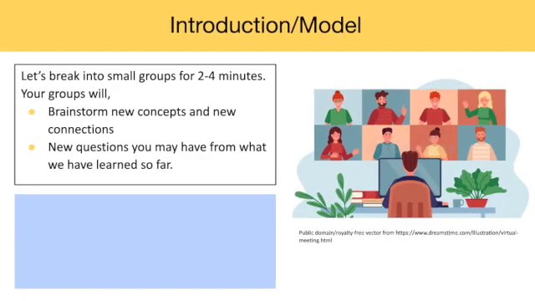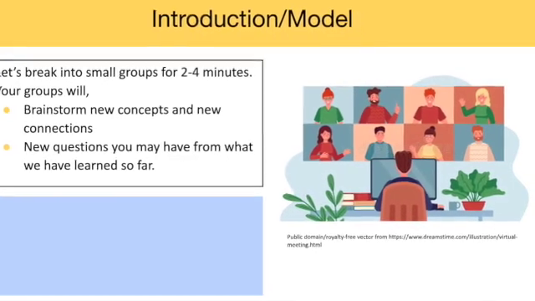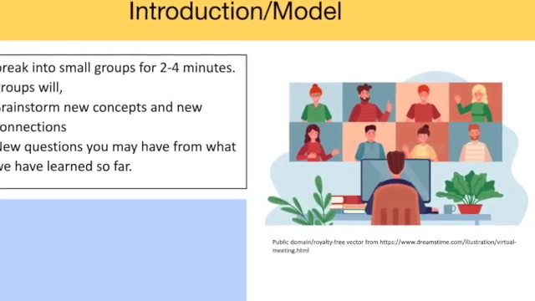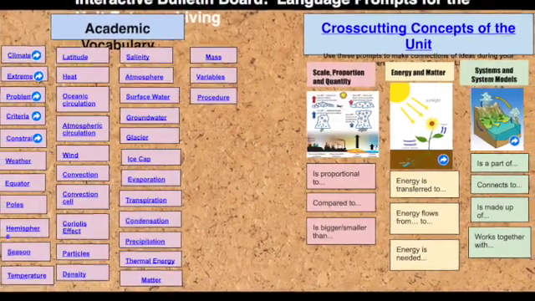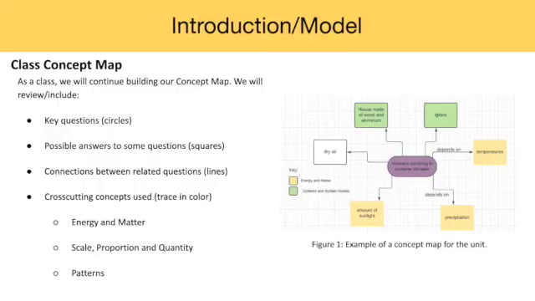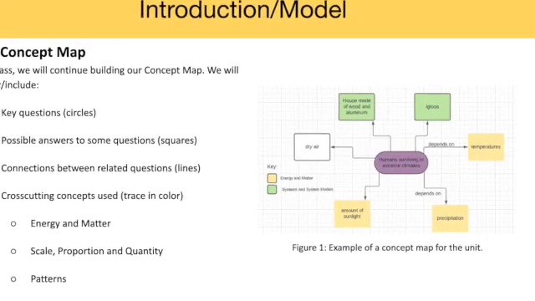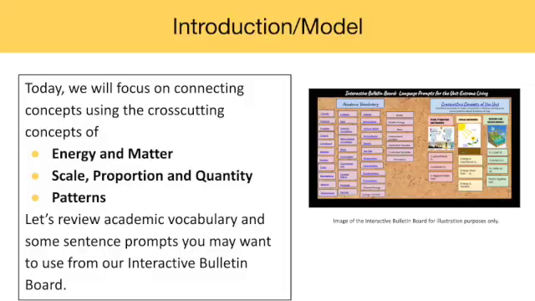A chance to discuss in small groups will help students exchange ideas and brainstorm some new connections of their own, as well as develop new questions. Then it's time to return to the interactive bulletin board and the class concept map so students can articulate the connections they've made. Focus on connecting their learning to the cross-cutting concepts of energy and matter, scale, proportion, and quantity, and patterns. Make sure students have access to the interactive bulletin board so they can use the accumulated vocabulary and helpful sentence frames.